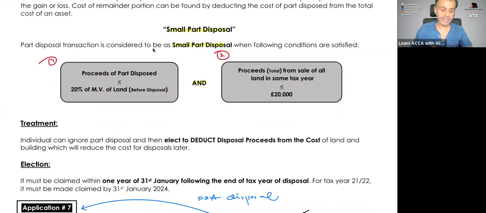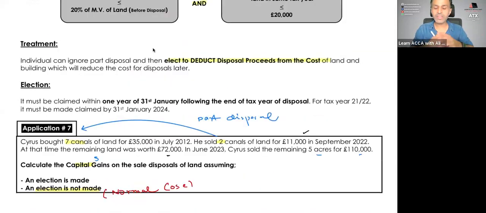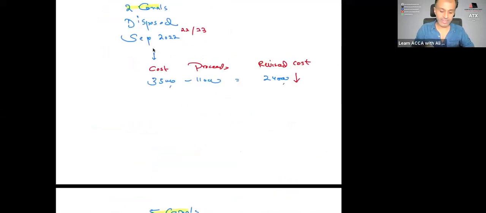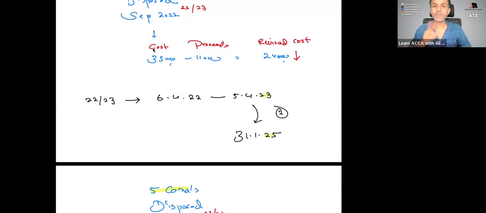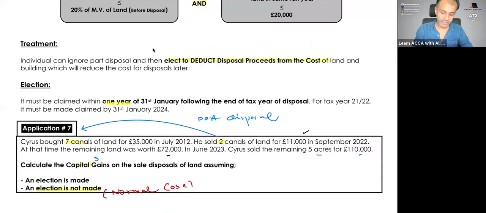To make an election, there is a certain deadline that one has to respect. And the deadline is 31st of January, within 1 year. So suppose I'm in tax year 22-23, which starts on 6th of April 2022 and ends on 5th of April 2023, the election is to be made by 31st of January following the end of the tax year. The gap has to be 2 years. So if it is 23, that has to be 25. Within 1 year of 31st of January following the end of the tax year, which will be 31st of January 2025. It's written over here: within 1 year of 31st January following the end of the tax year of disposal. So for the tax year 22-23, it has to be 25.